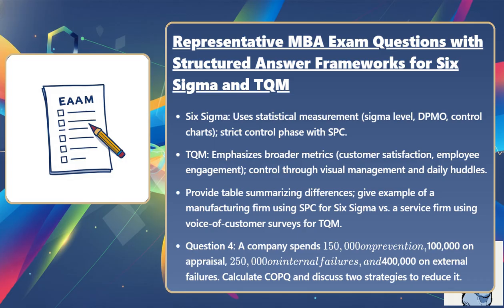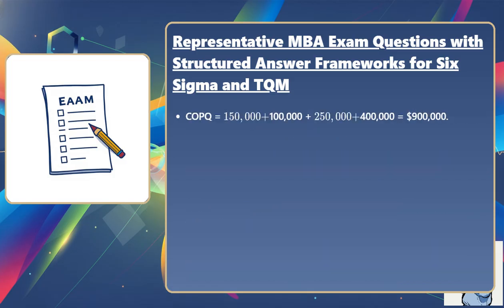Question 4: A company spends $150,000 on prevention, $100,000 on appraisal, $250,000 on internal failures, and $400,000 on external failures. Calculate cost of poor quality and discuss two strategies to reduce it. Cost of poor quality equals $150,000 plus $100,000 plus $250,000 plus $400,000, which equals $900,000. Identify high-cost buckets: external failures.